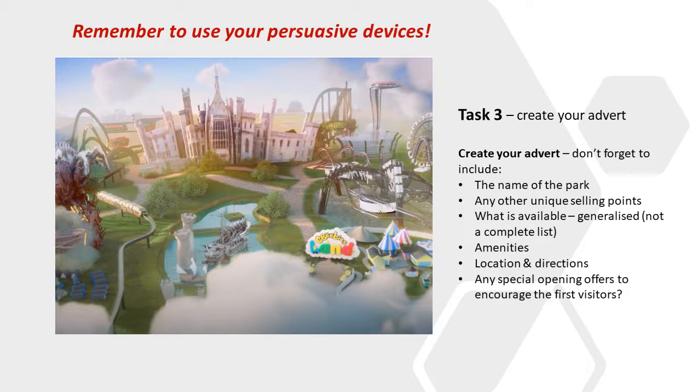Okay, and finally, you need to create your advert. Don't forget to include the name of the park, any other unique selling points, what's available, generalised, not a complete list, amenities, location and directions, and any special opening offers to encourage the first visitors. Also, the key thing, make sure you're using your persuasive devices that we've looked at this lesson and last lesson as well.